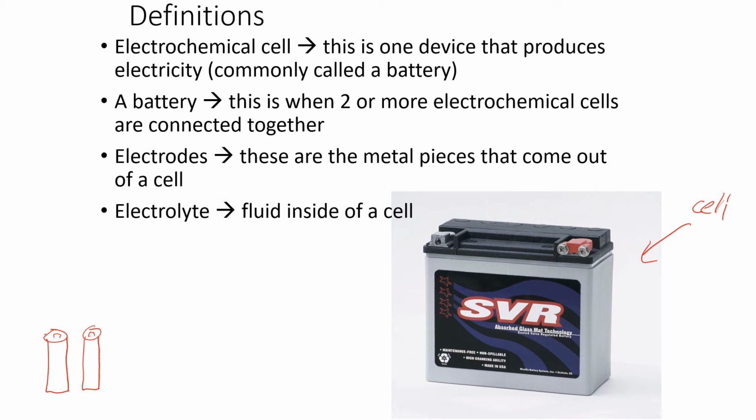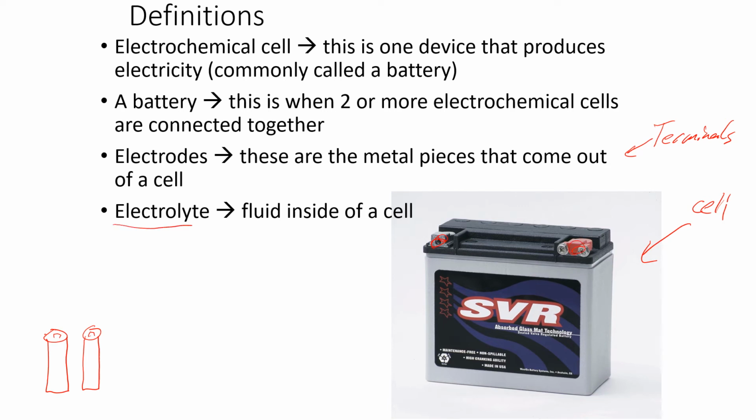Now, the electrodes are the metal pieces that come out. These are essentially equivalent to your terminals. So the terminals here would be, there's one terminal and there's the other terminal.